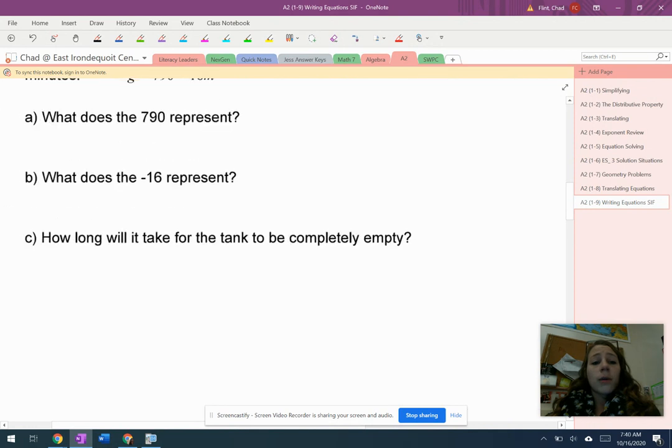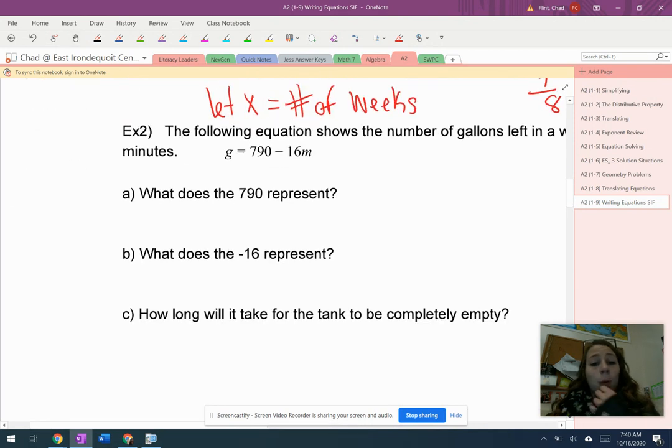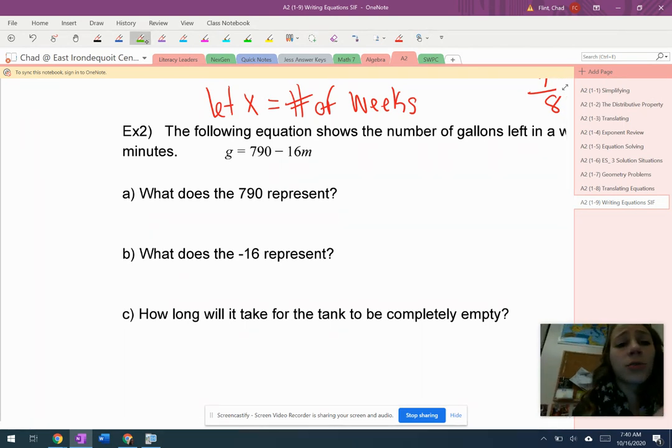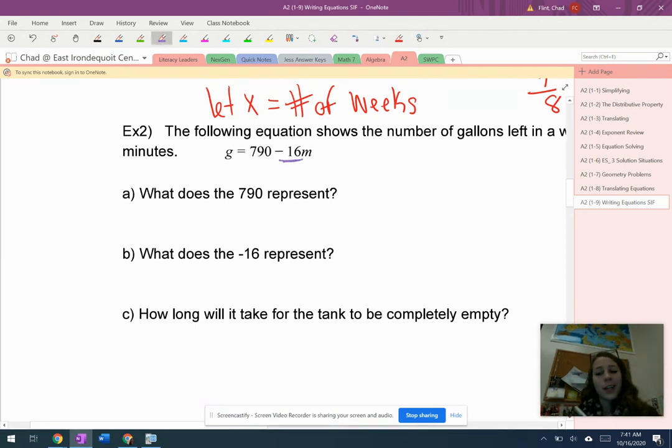So first thing I want to talk about here is which one of these numbers in this equation is acting like my rate, the one that's like my slope or happening more than once? Is it the 790 or that 16? And the answer to that is the negative 16. Because remember, that's not just a 16. That's a negative 16. So that piece is like my slope or my rate. And that 790 is like that initial value, because that's the one that doesn't have the m there.